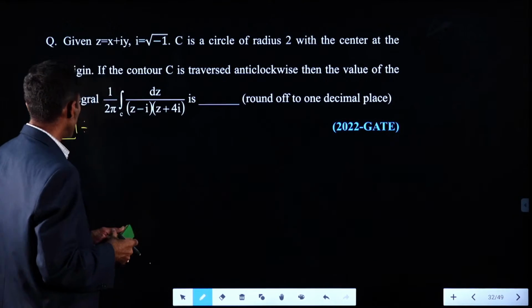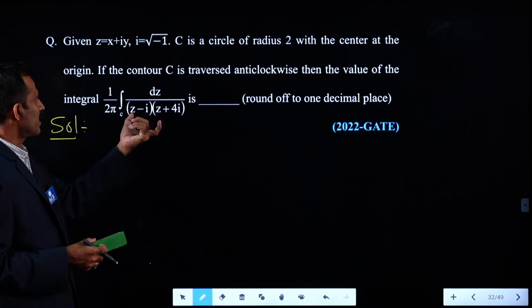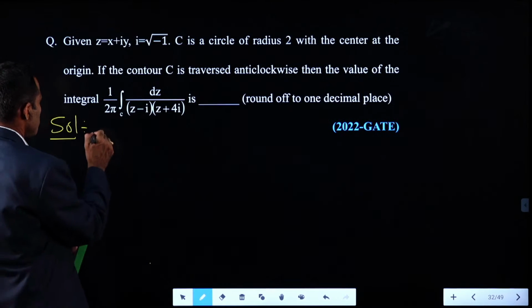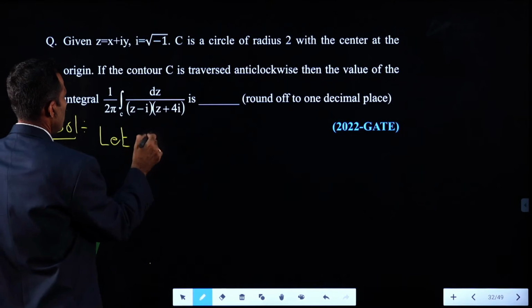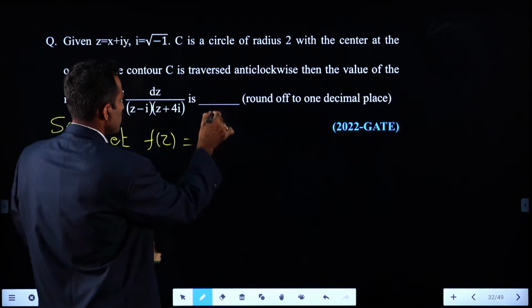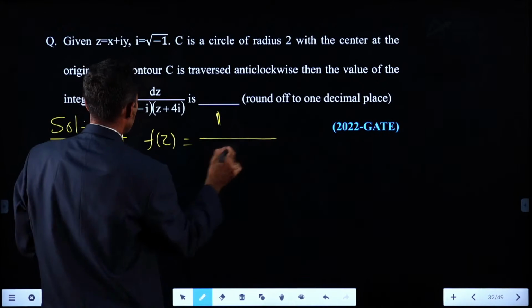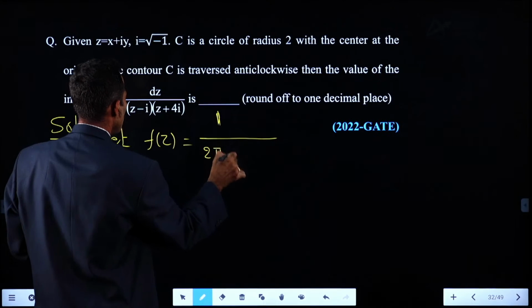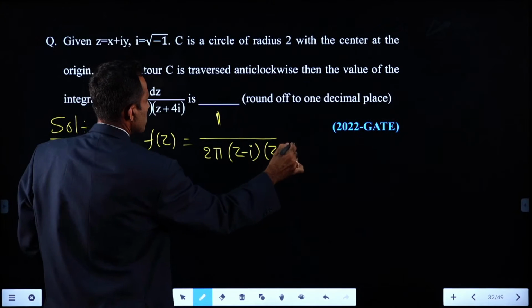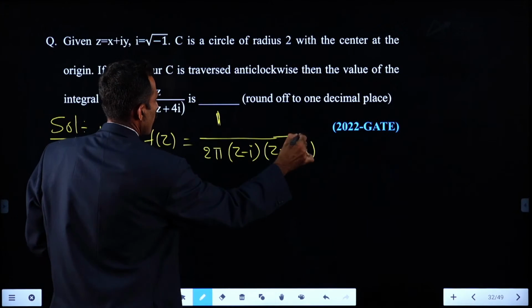According to our method, whatever function we have been given inside the integral, we take this function as the function f of z only. Let f of z equal 1 by 2 pi into (z minus i) into (z plus 4i). It is a function.